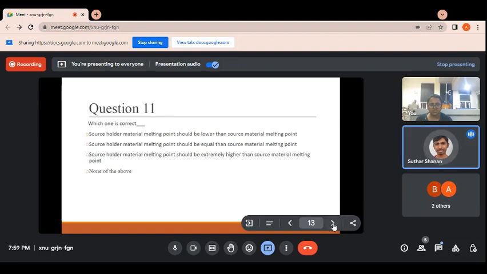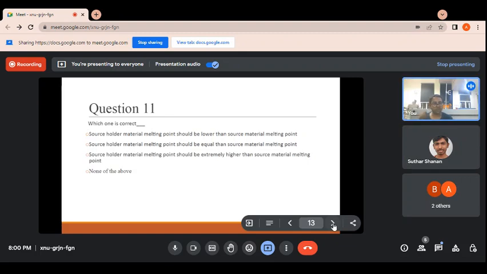Basically, when you have the source holder and source material at equal melting point, both will be melted, right? So there is nothing holding the source material itself. In that regard, the source holder melting point should be greater than the source material itself. So only option 3. Banana Sindhu, have you got the answer?